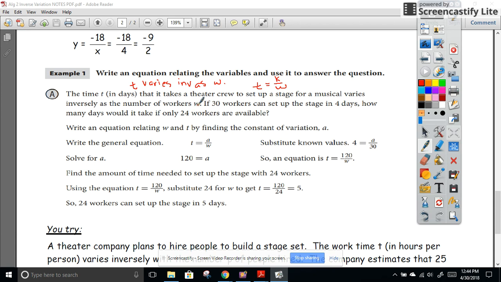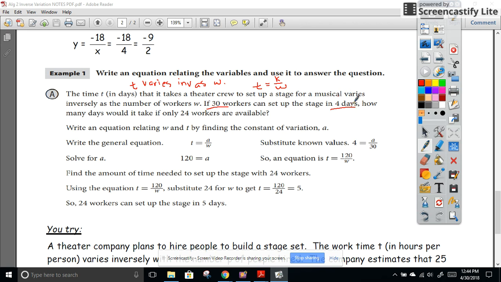Okay, then they're going to say if 30 workers can set up a stage in 4 days, how many days would it take only 24 workers? So this is the given information right here. You have to start with this information right here, because this is the first piece of given information. This is given. That's how we're going to use it to find the constant of variation.